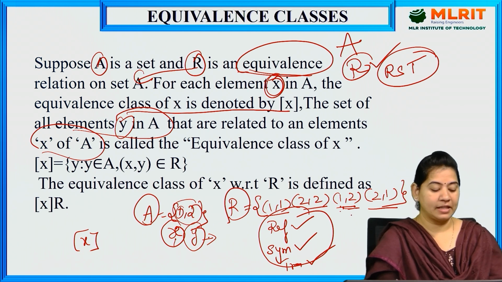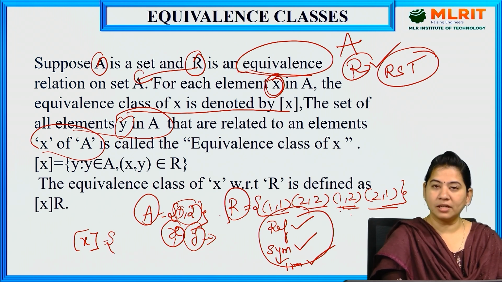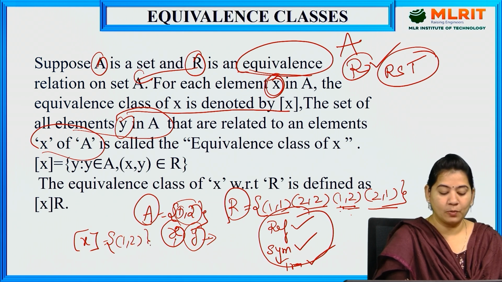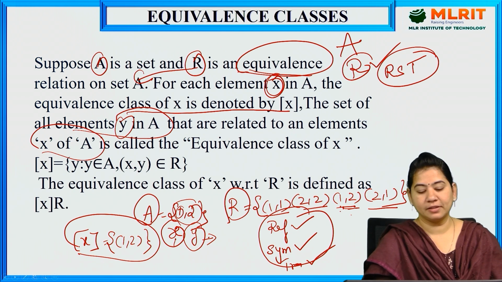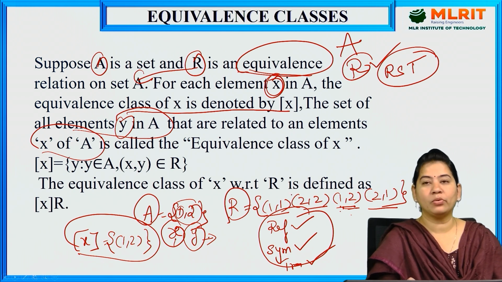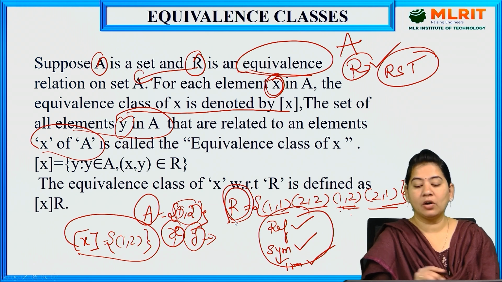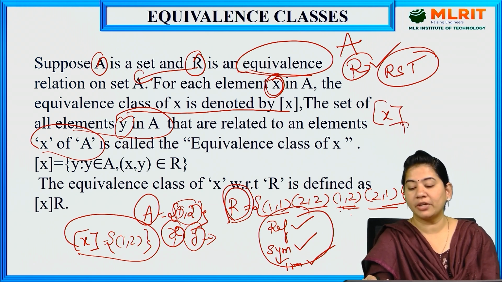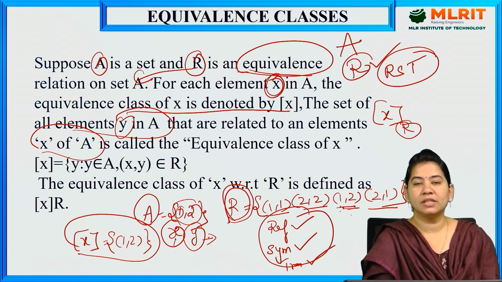Then we can say that the equivalence class of x is equal to, so if 1 is related to 2 in the relation, then we can write 1 comma 2. So this is the equivalence class of x. The equivalence class with respect to R means with respect to this R equivalence relation we are finding it out. That's why we are representing the equivalence class of x with respect to R, means here in the suffix you will be writing R. So this is how we need to find the equivalence classes.